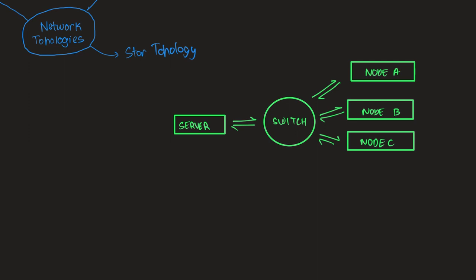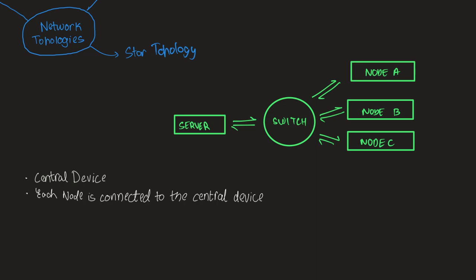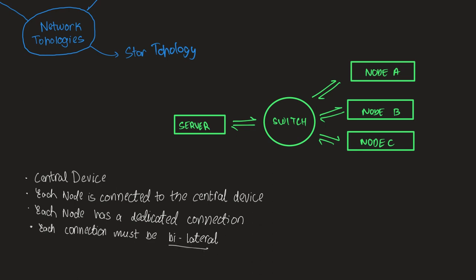So in star topology, we must have a central device, which is the switch over here, and each node is connected to the central device. Each node has a dedicated connection, and each connection must be bilateral, as shown with the two-way arrows. Nodes may operate under different protocols. There are multiple transmissions possible at a single point of time, and collisions are not an issue here because of the use of a switch, a central device.